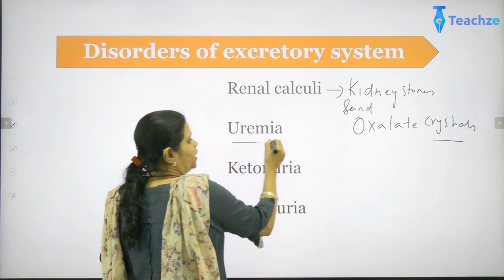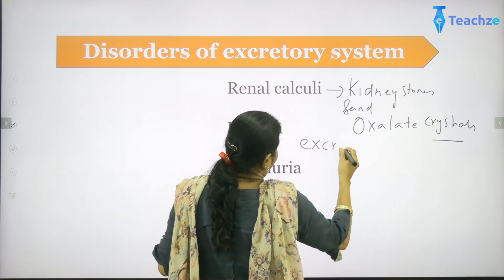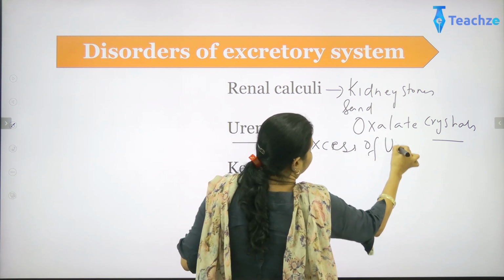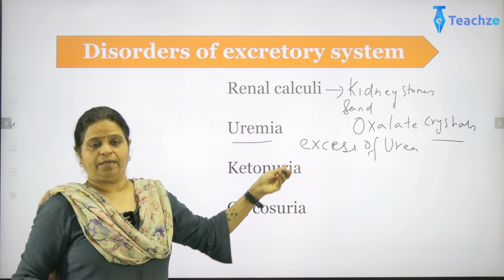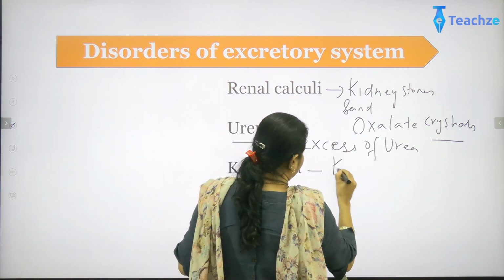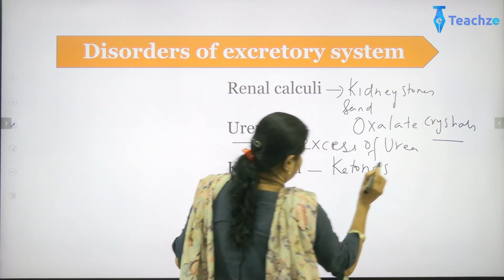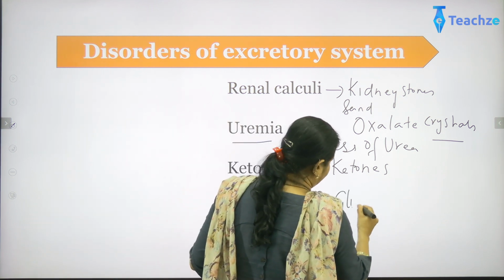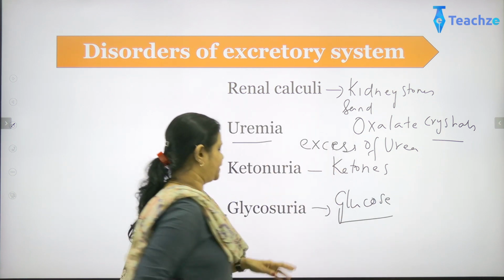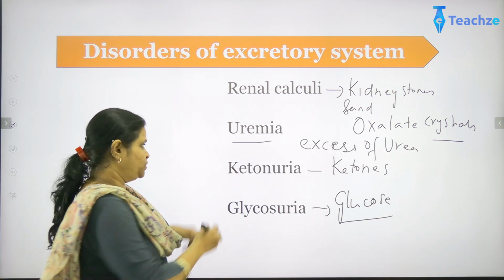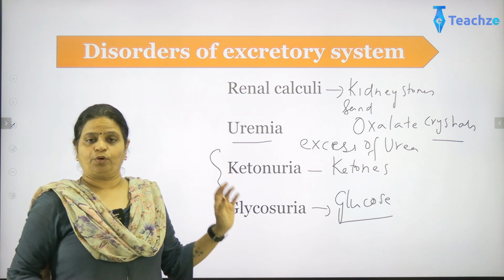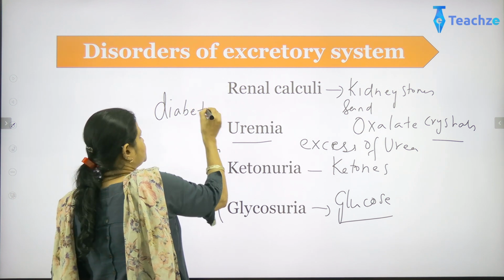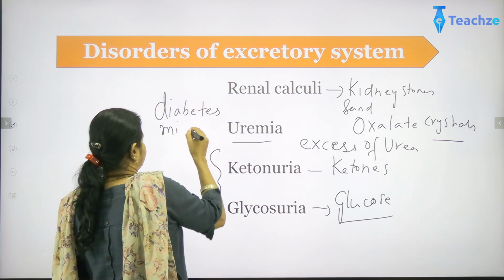Now, uremia: if the excretory product or the urine has an excess of urea, it is called uremia. Now, excess of ketone bodies is ketonuria. If there is excess of glucose in the blood or glucose in the urine, it is glycosuria. Now, these two are indicative of a disease called diabetes mellitus. Now, diabetes mellitus is simply called the sugar.